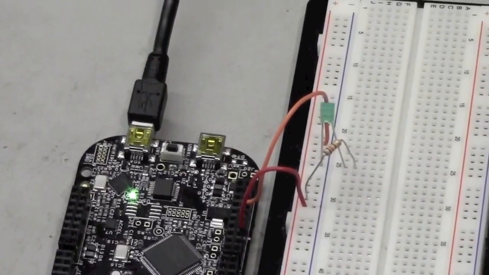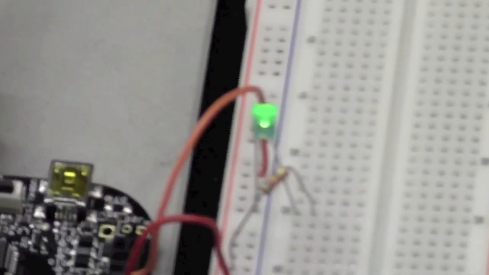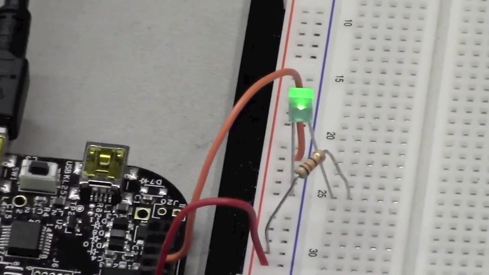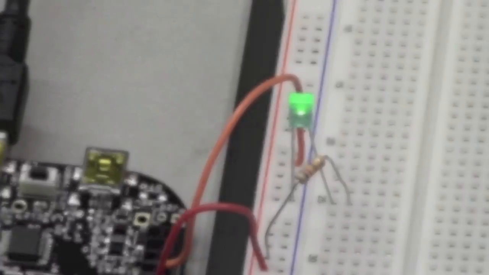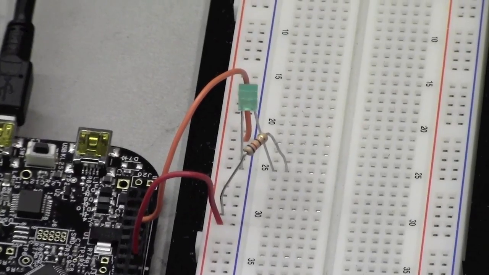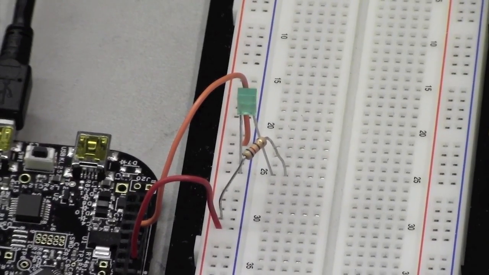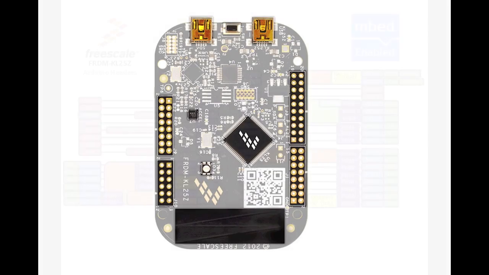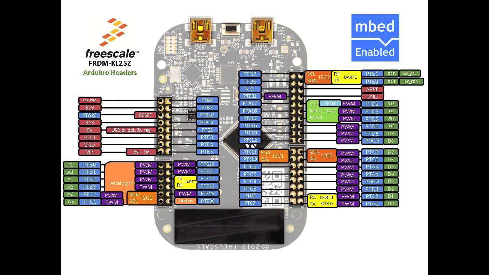In this tutorial, we're going to show you how to use a digital pin on the Freedom KL25Z microcontroller as an output. This pretty much allows the microcontroller to turn one of its pins on and off, and it's one of the most fundamental operations of a microcontroller.